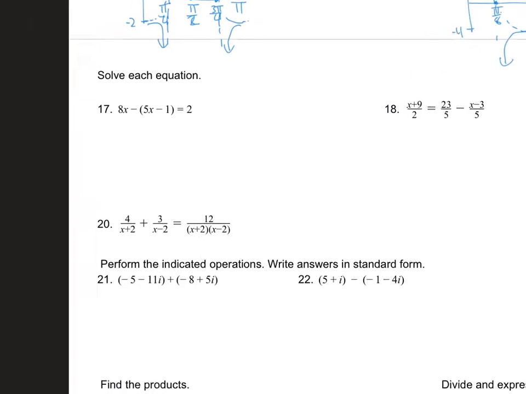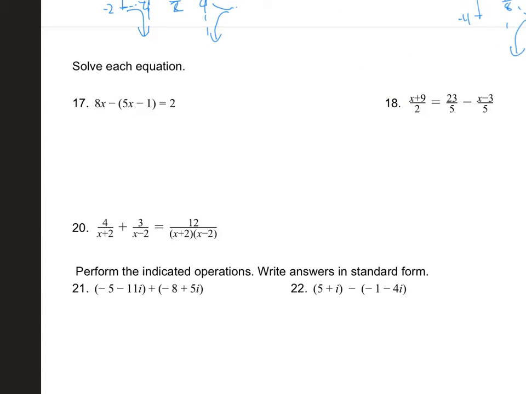Alright, so on to unit 3, solve each equation. We're going to distribute. So 8x minus 5x plus 1 equals 2. 3x plus 1 equals 2. 3x equals 1. X equals 1/3.